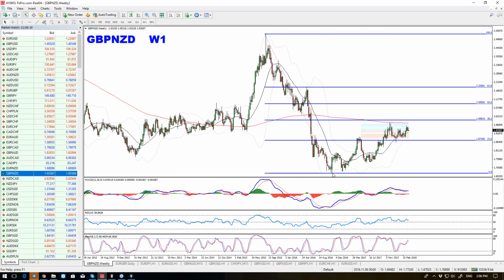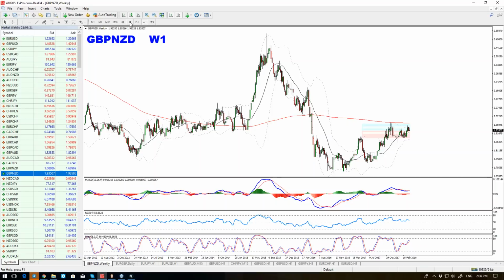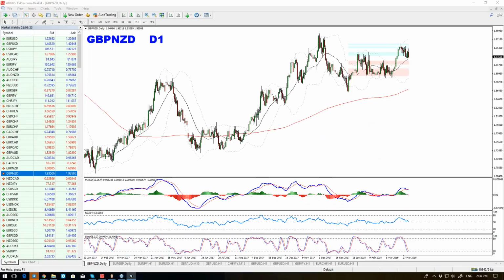So what do we do in that case with the pound versus the kiwi? For the long term, we still want, every 2 waves or bottom of the range, to look for buys. It remains the plan.